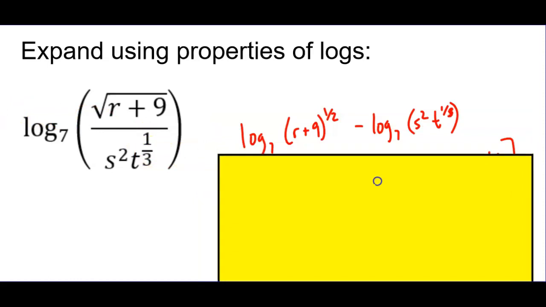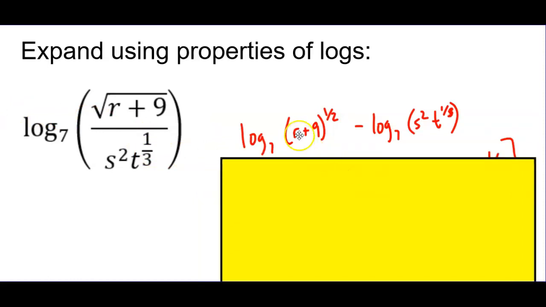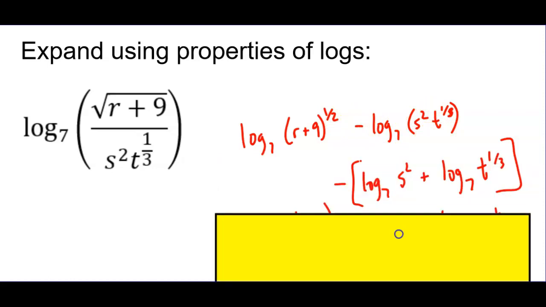Okay, so for the first part of the expansion, I decided to take the quotient and turn it into a subtraction of log base 7s. So you can see that this first log base 7 is the numerator log, and I just changed it to a fractional power because I thought that would be easier for the next step of expansion. And then the denominator became the second log base 7.